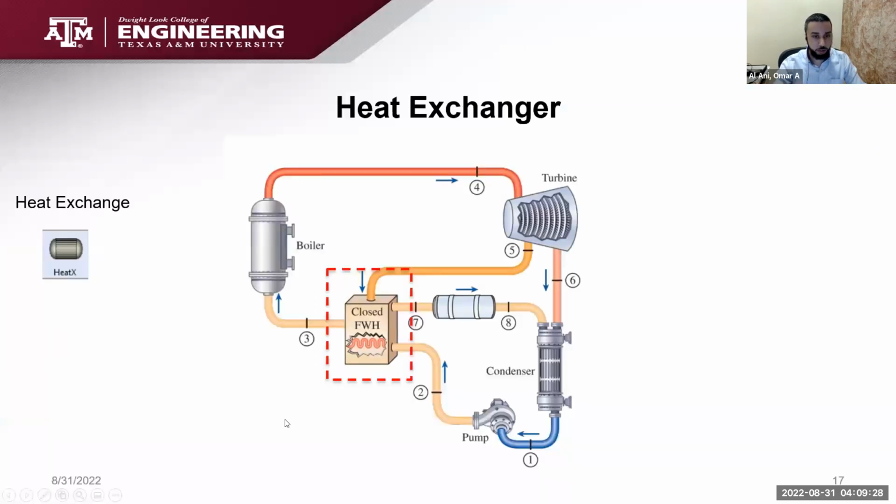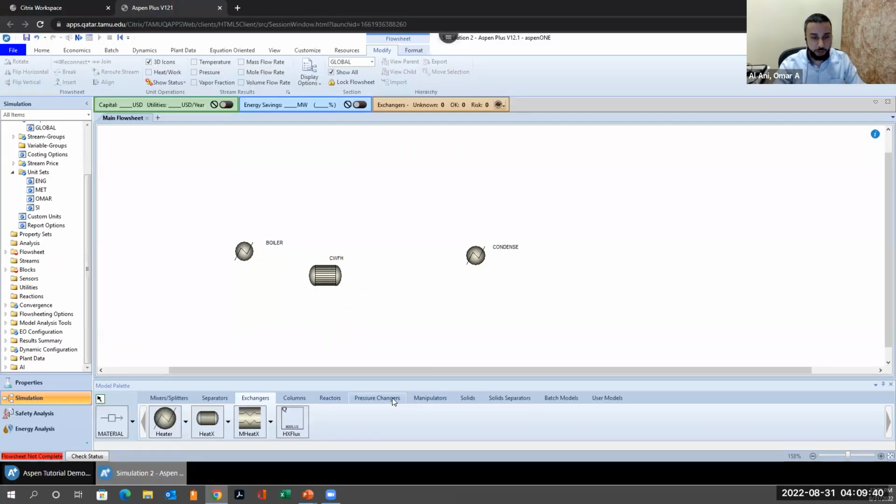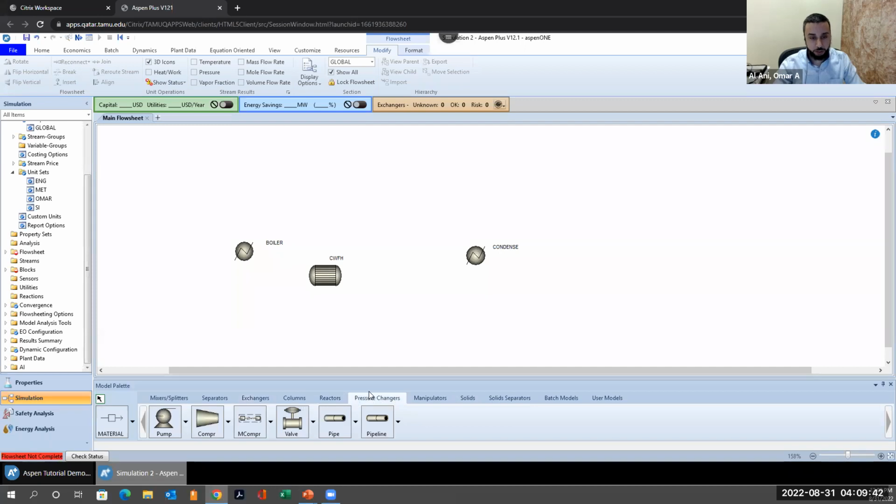We can go ahead to the next block, which is the throttling valve, which is located between stream 7 and stream 8. And it uses just what's called a valve. And a valve is a type of pressure changer, so it's going to be under here. You can see that's the valve. So we'll place it here. And I'll just name this valve.